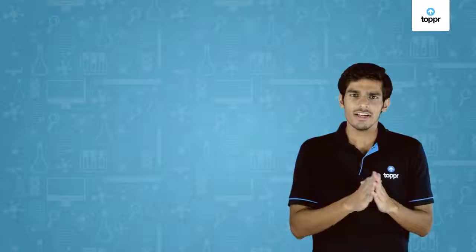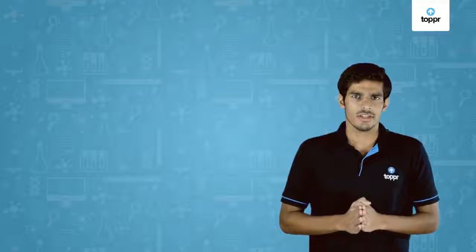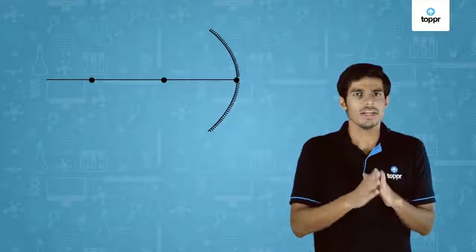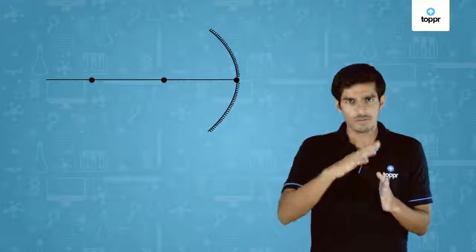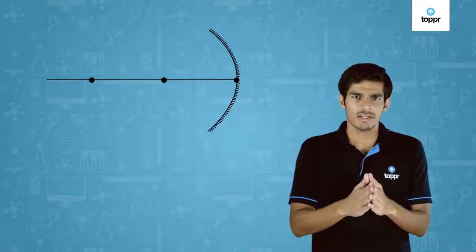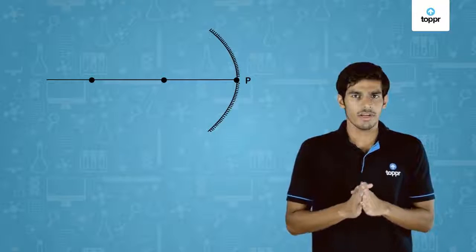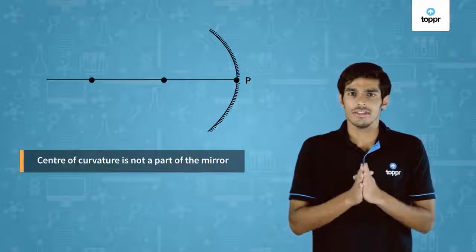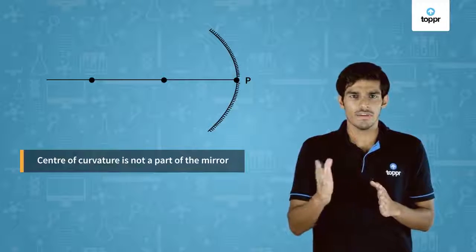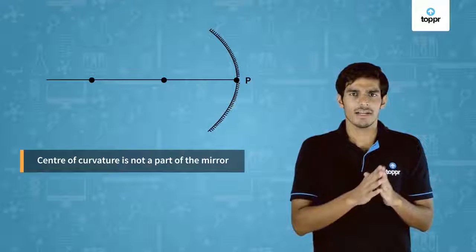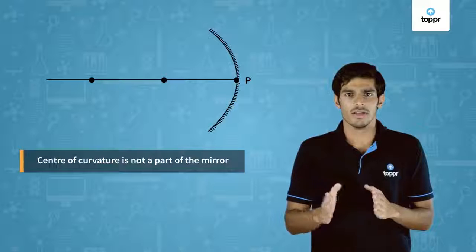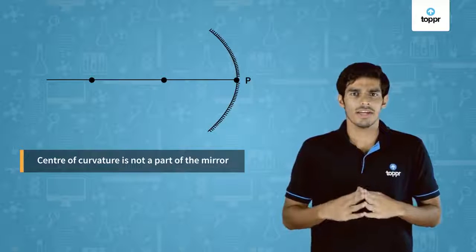Let's have a look at some of the basic terms related to spherical mirrors that will be used in future. The point at the center of the reflecting surface of a spherical mirror is called a pole. It lies on the surface of the mirror and is represented by P. The reflecting part of a mirror is a part of a sphere, and every sphere has a center point. This point is called the center of curvature and is represented by C. Note that the center of curvature is not the part of a mirror and lies away from the reflecting surface.